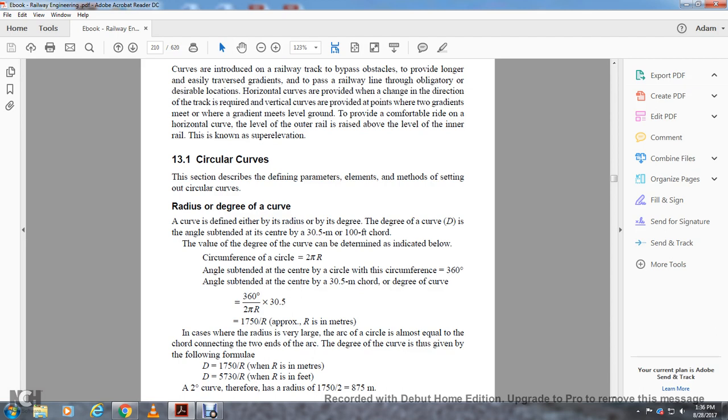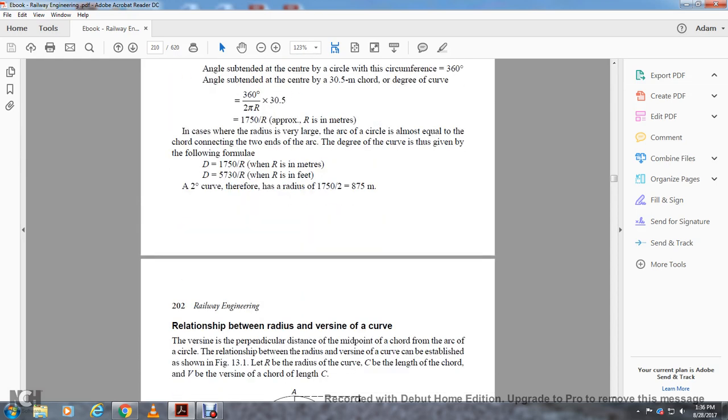In this case, the radius is very large, so the arc of the circle is almost equal to the chord connecting the two ends of the arc. The degree of the curve is given by the following formula: D is equal to 1750 divided by R in meters, and D is equal to 5,730 divided by R in feet. For example, a 2-degree curve has a radius of 1750 divided by 2, which is 875 meters.